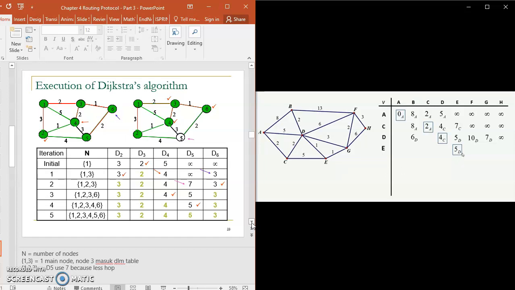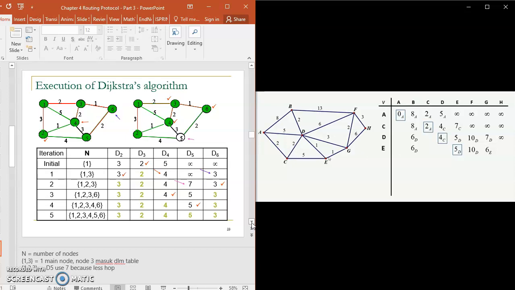Can I get from E to B? Not directly, so this 6 will not change. Can I get from E to F? No, so that 10 will stay unchanged as well. I can get from E to G, though. So 5 plus 1 is 6. That's an improvement over the 7 that we had. So I mark a 6 here, and we came from vertex E, so that's the subscript.